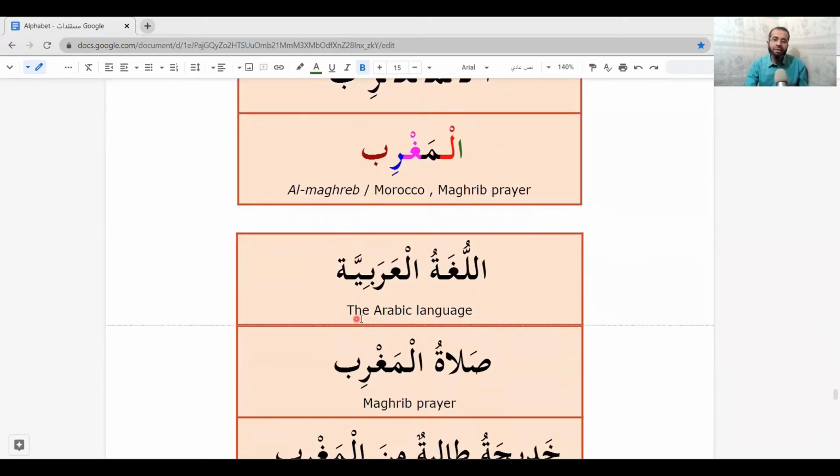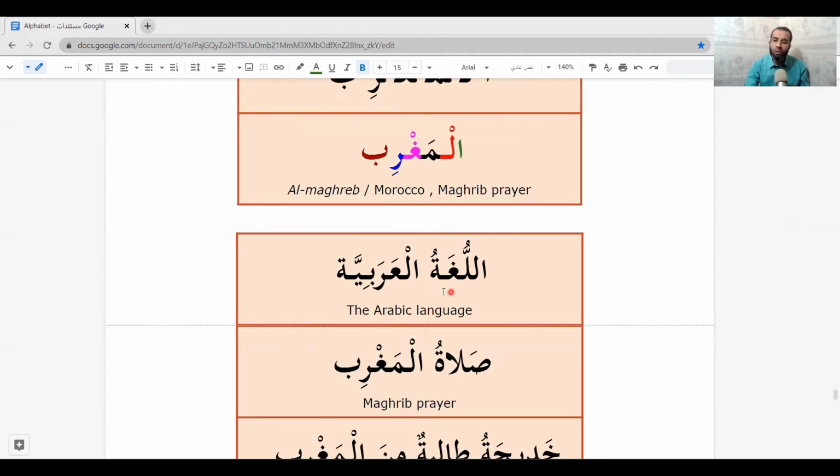The next is the Arabic language. The Arabic language, like this. Before that, we studied Arab, Arabi, and she is Arab, Arabiyah. So for male, we say Arabi. For female, we say Arabiyah. Here, Lugha is language, the Arabic language. In Arabic, we say the language, the Arabic, like this. Because as we said before, the adjective in Arabic comes after the noun, not before it. In English, we say the Arabic language. But in Arabic, we say the language, the Arabic.